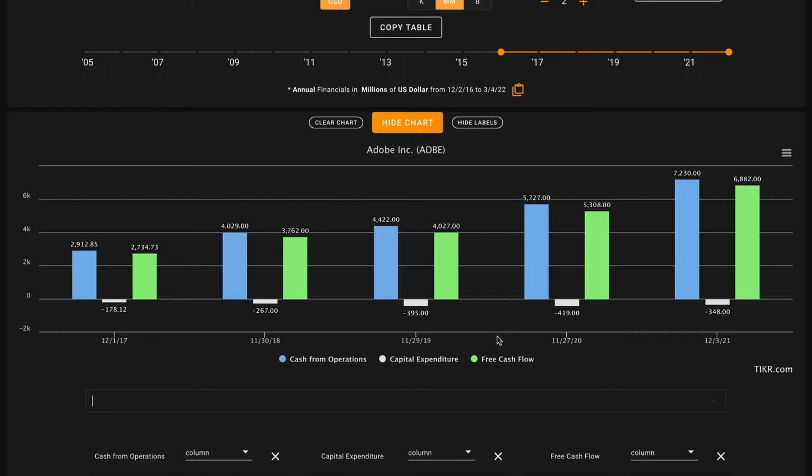Averaged out over these 5 years, Adobe produces about $4.5 billion of free cash flow each year, and that's been steadily growing. Another thing we can see based on this free cash flow profile is that Adobe needs to invest very little money in terms of capital expenditures relative to their cash from operations. That makes sense based off the high returns on capital that they're able to generate.